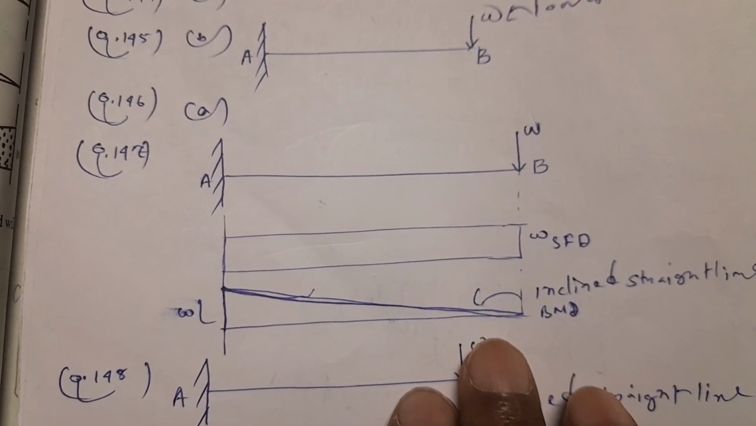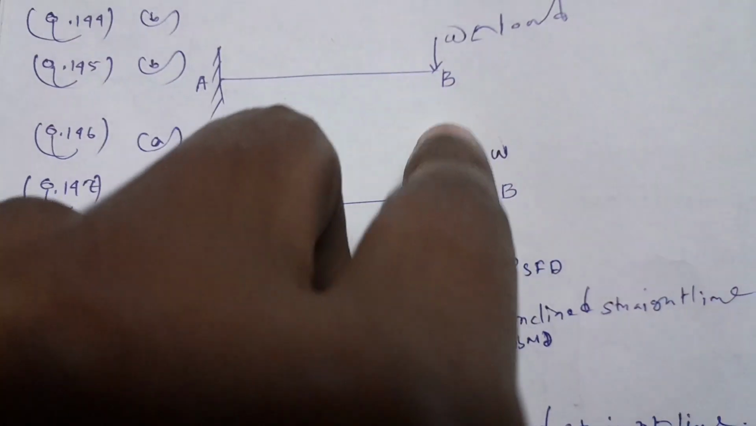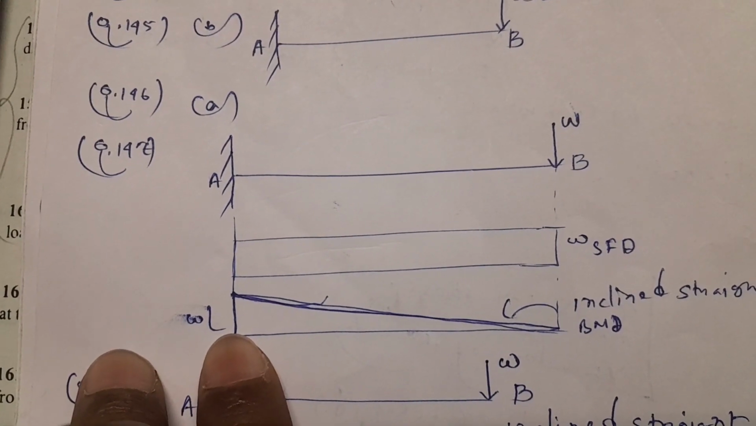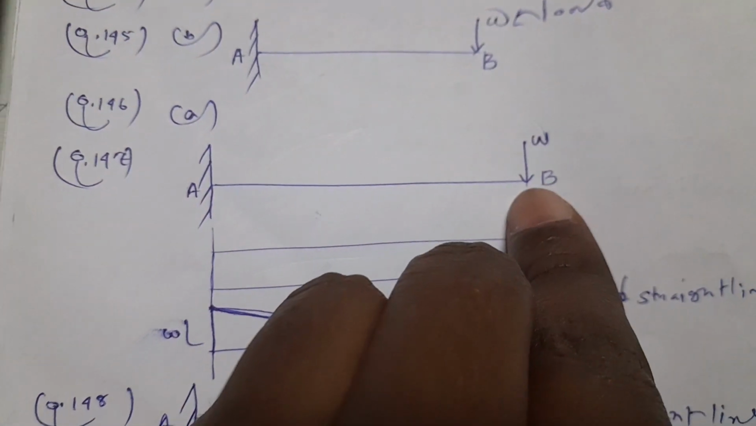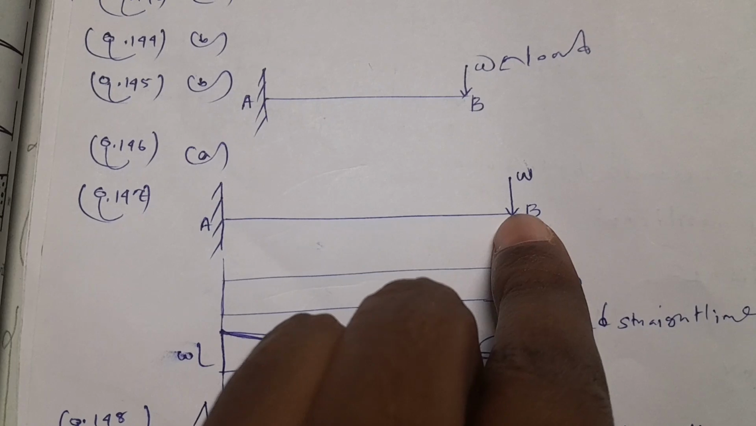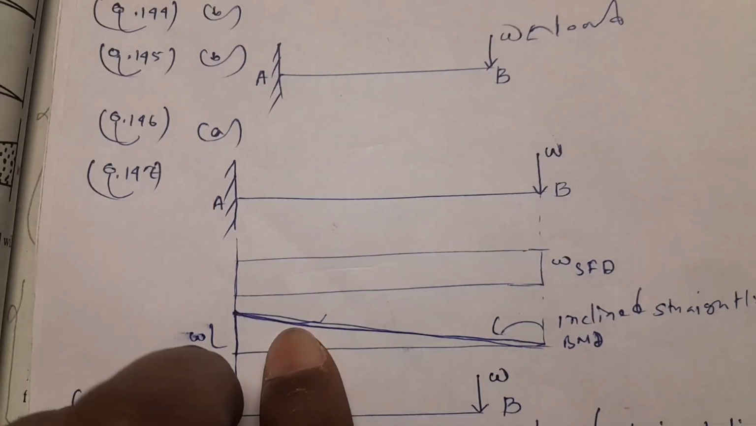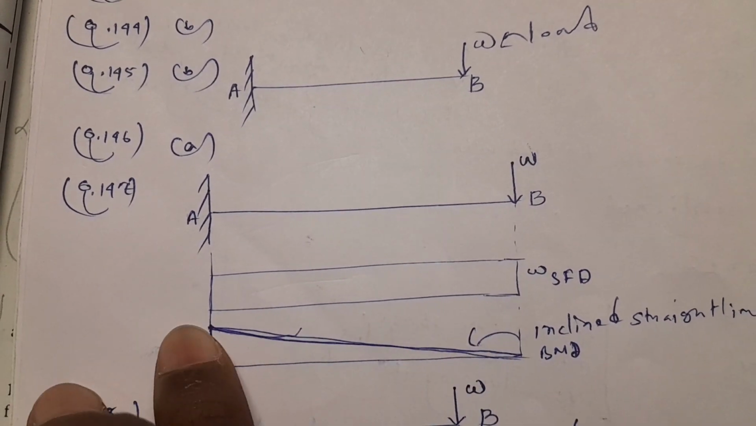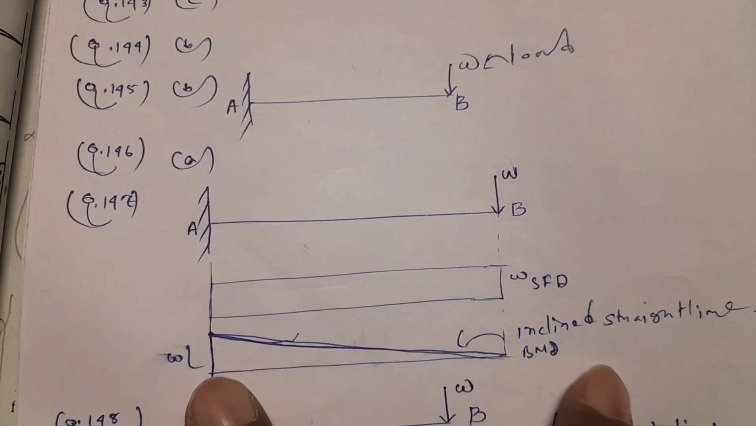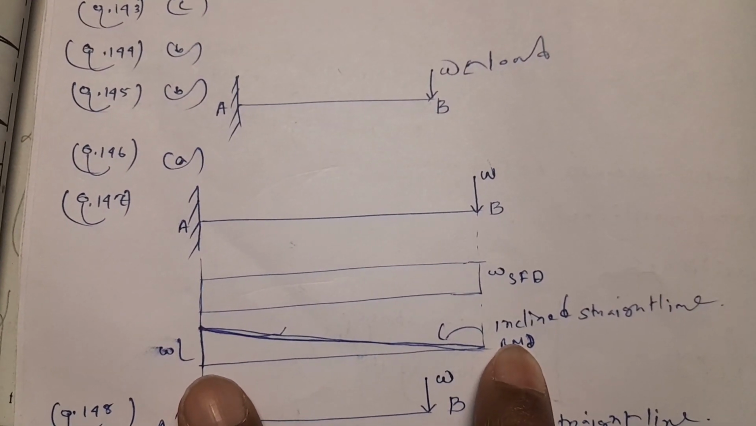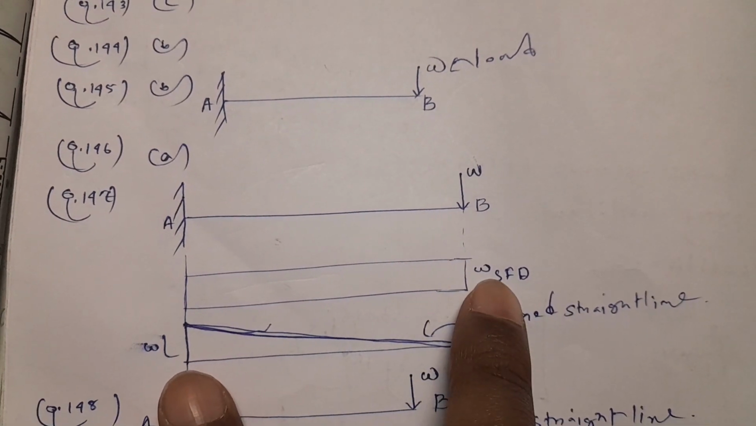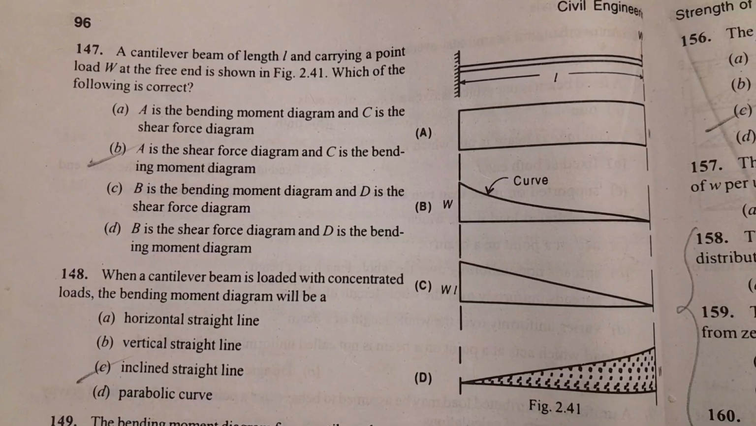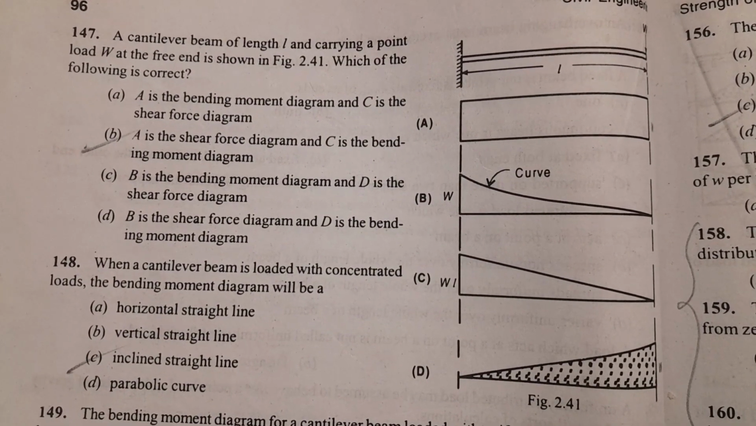We know bending moment is the product of force into distance. So at this point the distance is L, and the bending moment will be W into L, and at this point the bending moment is 0 because there is no distance. So here bending moment is 0 and here bending moment is maximum, WL. If we connect this, we will get an inclined straight line. The bending moment is an inclined straight line over the baseline from 0 to maximum, and the shear force diagram is uniform over the entire span. So out of these 4 options, let's see which one is correct.